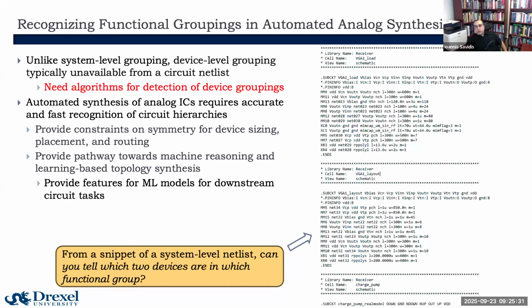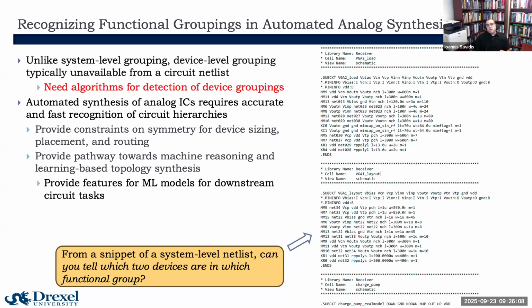And the netlist is what the automated flow of an analog synthesis takes in as input. So the idea is that we need these algorithms to quickly and accurately detect these device groupings, and recognizing these groupings allows for the application of symmetry constraints in device sizing, for example, or placement and routing, which is crucial to meet your target circuit specifications. And recognizing the device level hierarchy also enables advanced machine reasoning and ML-based topology synthesis.